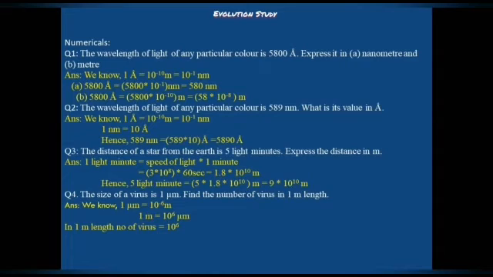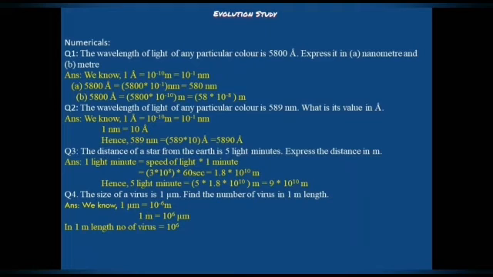So we have got the answers. Now question number 2 says the wavelength of light of any particular color is 589 nanometer. Now what is its value in Angstrom unit? We know 1 Angstrom is equal to 10 to the power minus 10 meter, which is 10 to the power minus 1 nanometer. So 1 nanometer is equal to 10 Angstrom, hence 589 nanometer is equal to 589 into 10 Angstrom, which is 5890 Angstrom, and we got the answer.